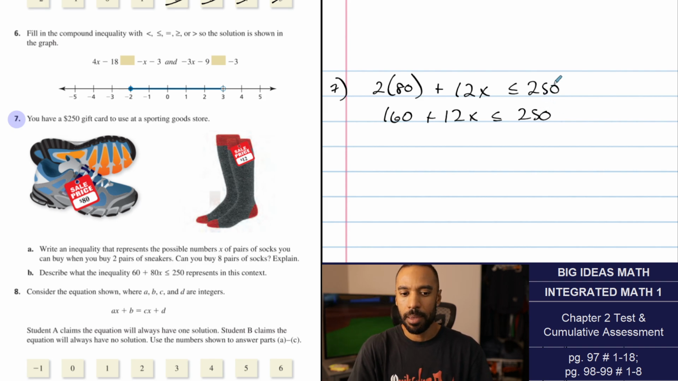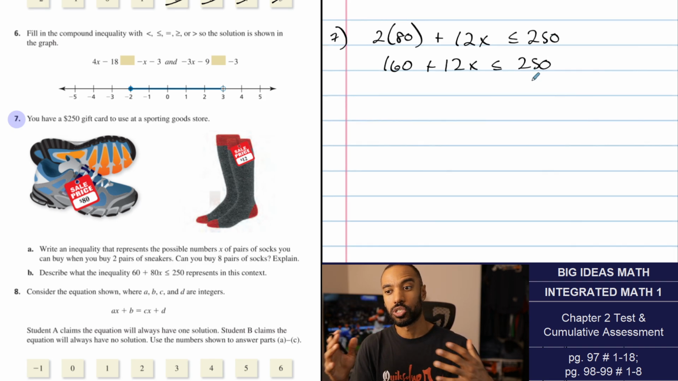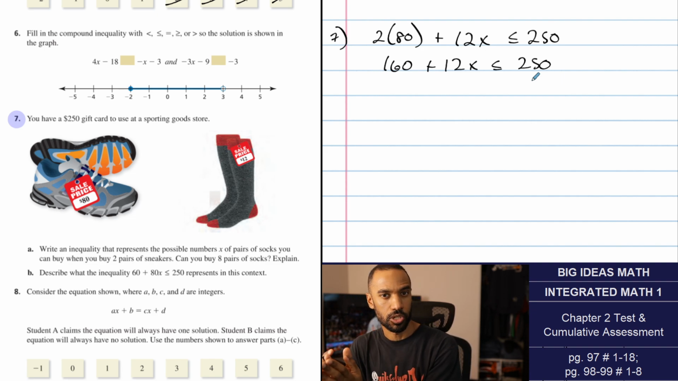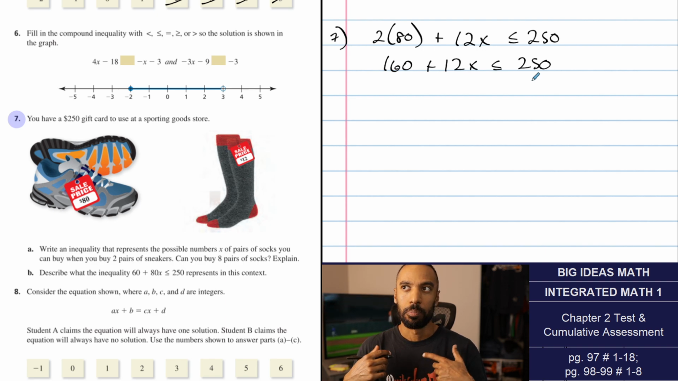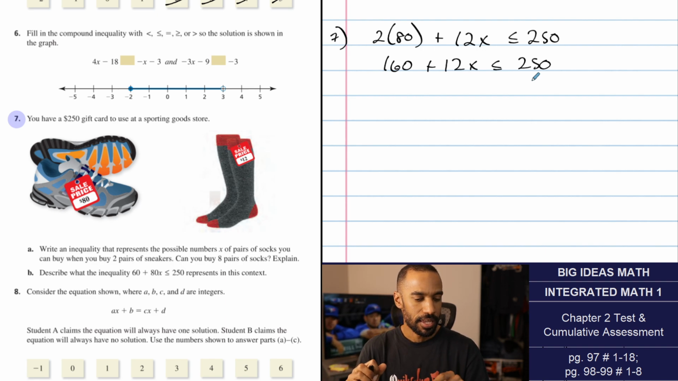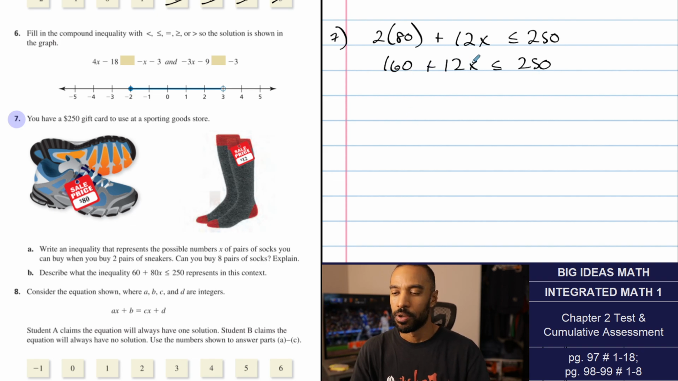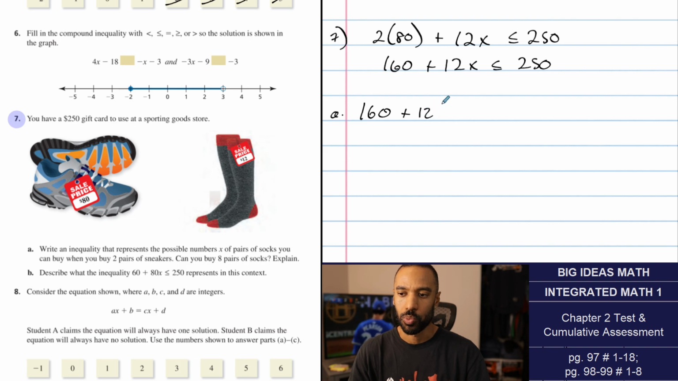They said, can you buy 8 pairs of socks? Explain. We can either solve this or we can substitute. Before I decide, I want to see if part B would benefit if I solved it. Part B, describe what this inequality represents in this context. Okay, I'm going to save that for now. So I'm just going to do a substitution. We can check and see if things are solutions through substitution. Part A, does 160 plus 12 times 8 stay less than or equal to $250?